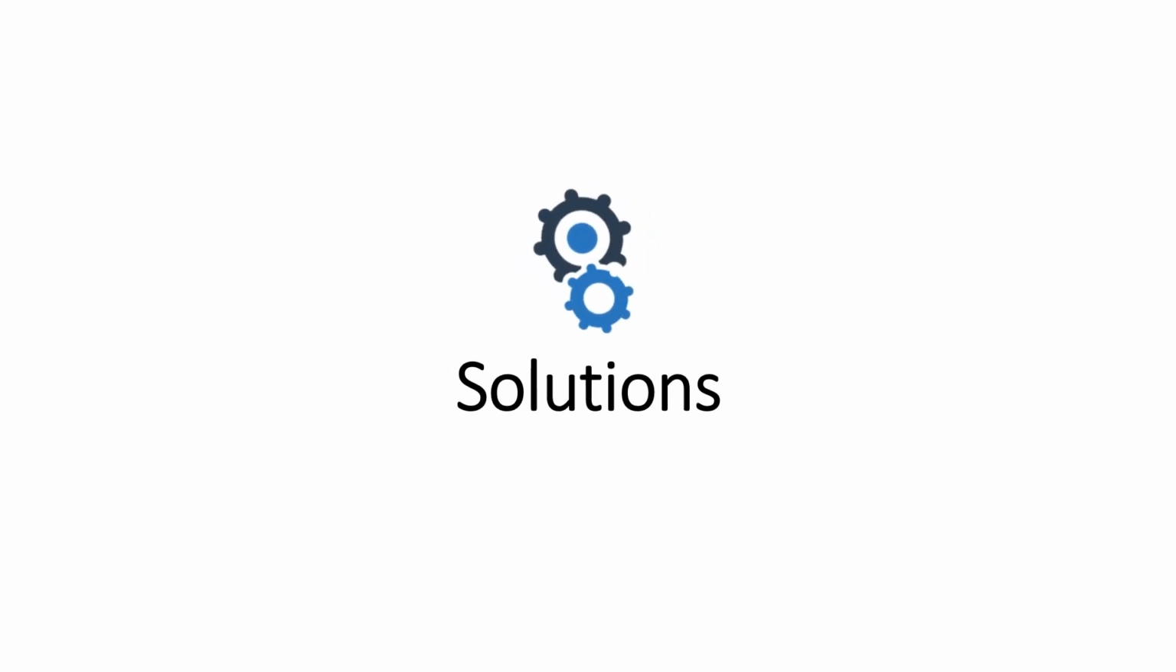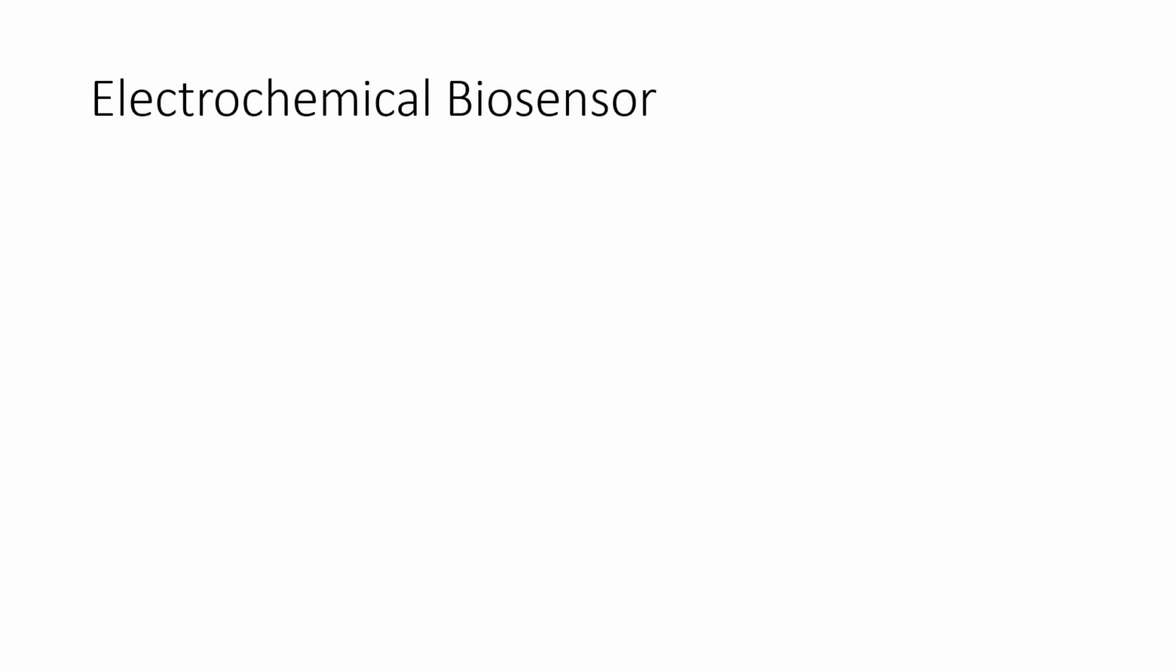There are four applications of electrochemistry that can provide solutions to the environmental problems that were mentioned previously. The first application would be the electrochemical biosensor. It is very useful for determining the type and concentration of contaminants present in an environment.